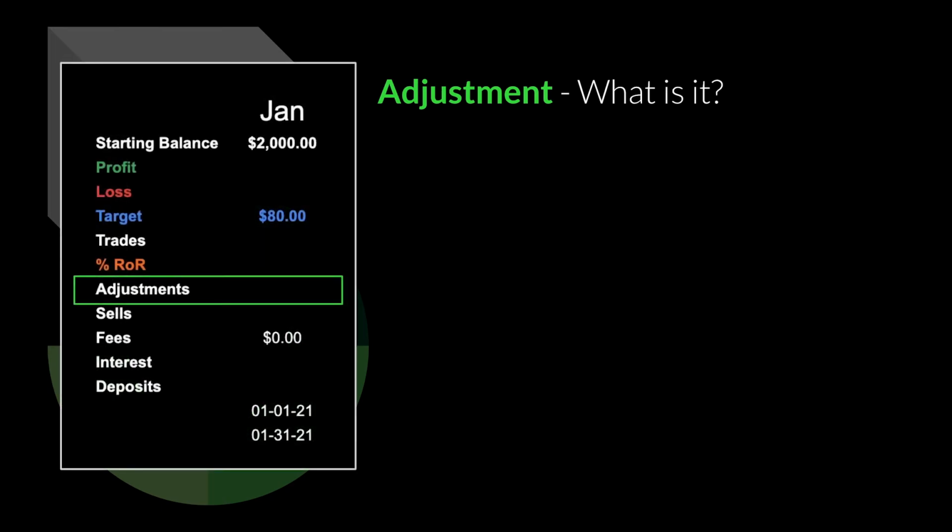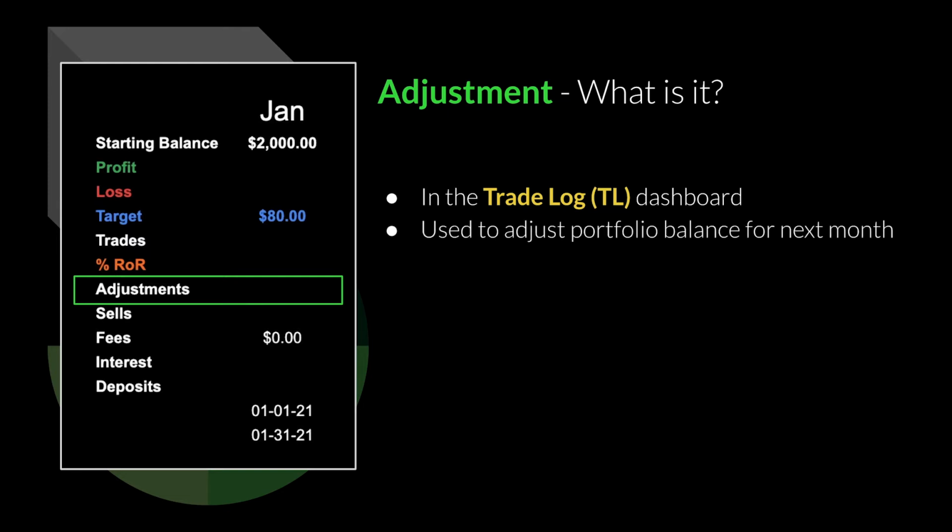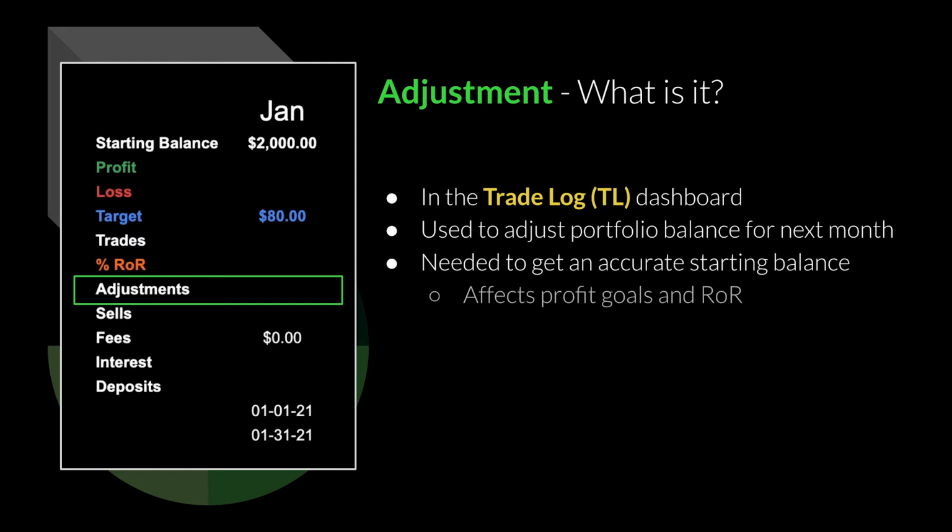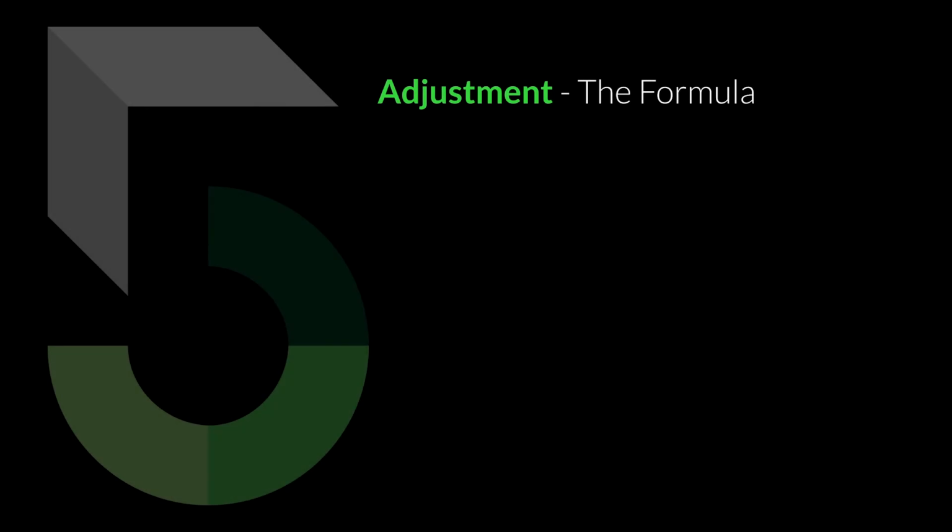If you look in the trade log, you'll see for each month column there's an adjustments row. This is left blank, and this is what you'll be filling in. We're going to go through those calculations right now. It's in the trade log dashboard, and it's used to adjust the portfolio balance for the following month. This is needed in order to get an accurate starting balance, because the starting balance affects your profit goals for the month, and it also affects the calculations for your ROR, or rate of return. So how do we make this adjustment calculation?